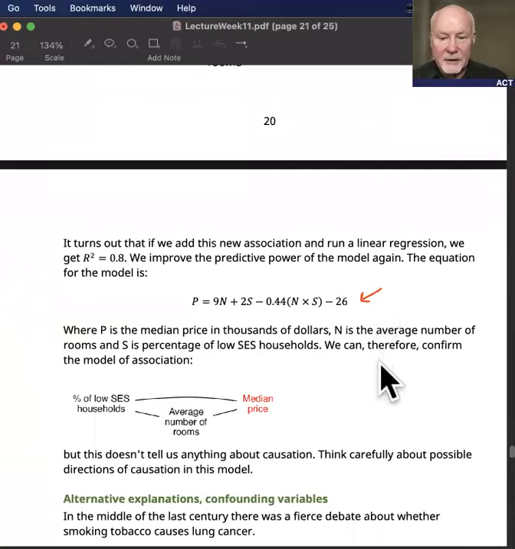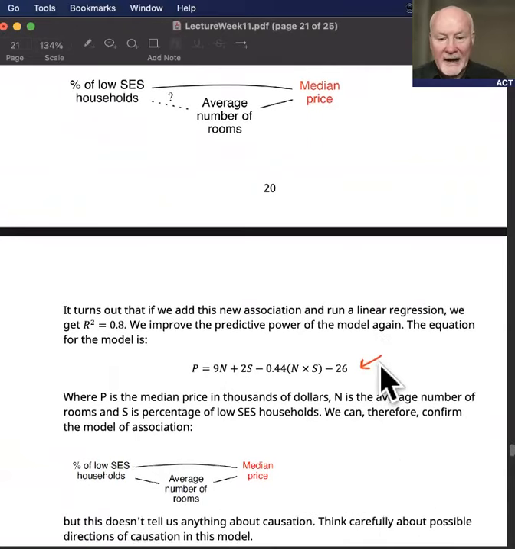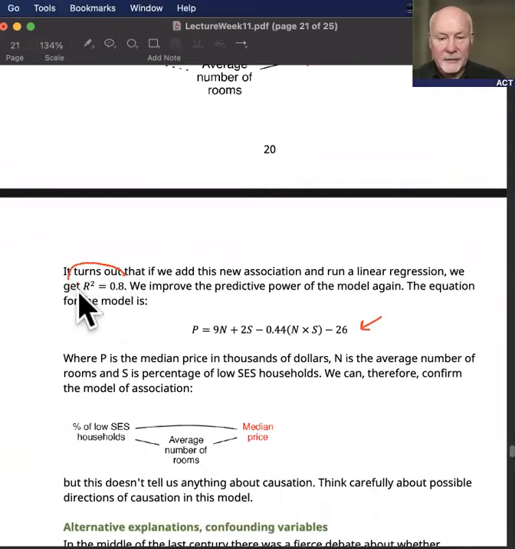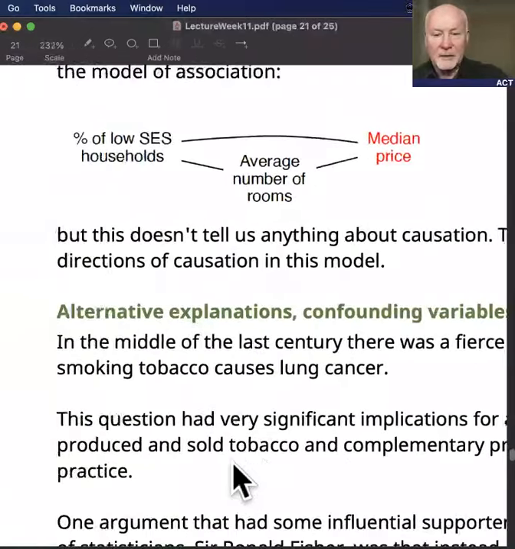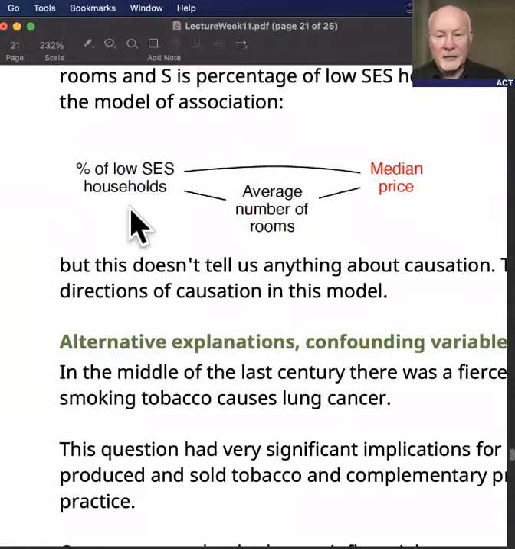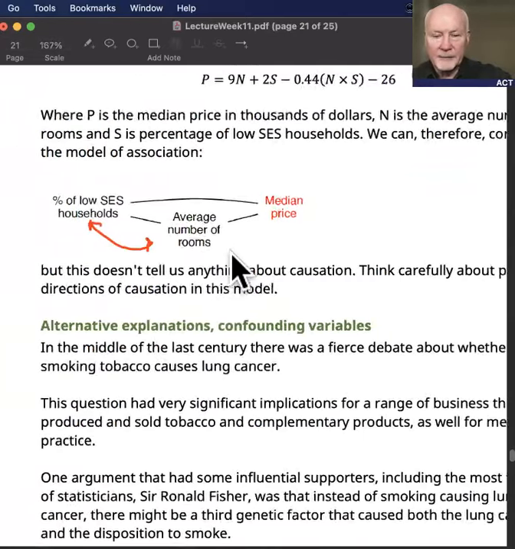It turns out though that if we add it in, it increases the R squared even further. We now have an R squared of 0.8. So what we've added is what's called an interaction. So there is an interaction between low SES households and the average number of rooms, and we can think about what that means in the real world. It often is the case, in many parts of the world, that low SES households have more children, they have larger families, or they may have larger extended families, and so they need to live in dwellings with more rooms.